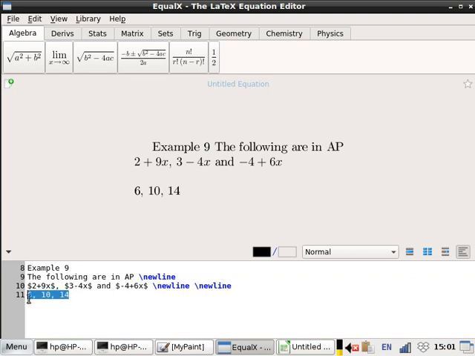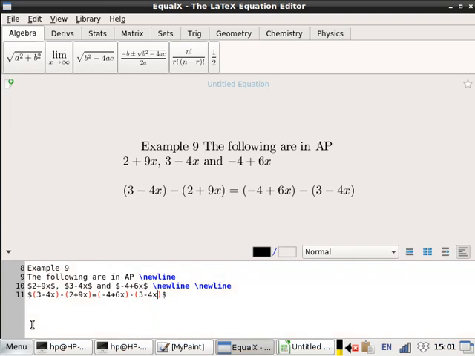Okay, so let me just write that down. So it'll be something minus something equals something minus something. Okay, so it'll be 3 minus 4x, 2 plus 9x, and then here minus 4 plus 6x, and then 3 minus 4x. Okay, so I was able to make this equation. Second minus first equals third minus second.